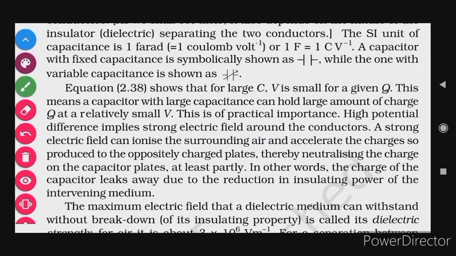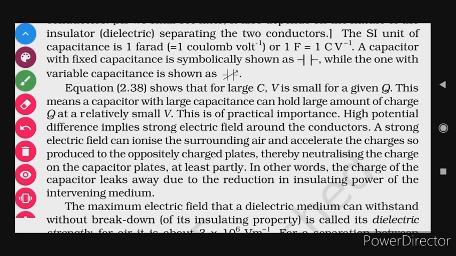Equation 2.38 shows that for large C, V is small for a given Q. This means a capacitor with large capacitance can hold a large amount of charge Q at relatively small V. I'll make you understand this with an example. You know the formula, C is equal to Q by V.